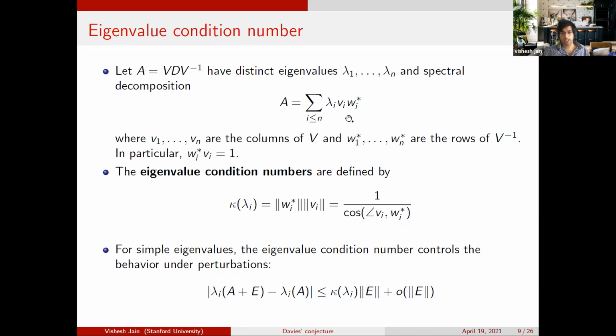So I can write my matrix as the sum of lambda_i v_i w_i star, where v1 through vn are the columns of V, and w1 star to wn star are the rows of V inverse. Then the eigenvalue condition number is the norm of v_i times the norm of w_i star, the corresponding row and column eigenvector pairs, provided you have the normalization that w_i star v_i is 1.